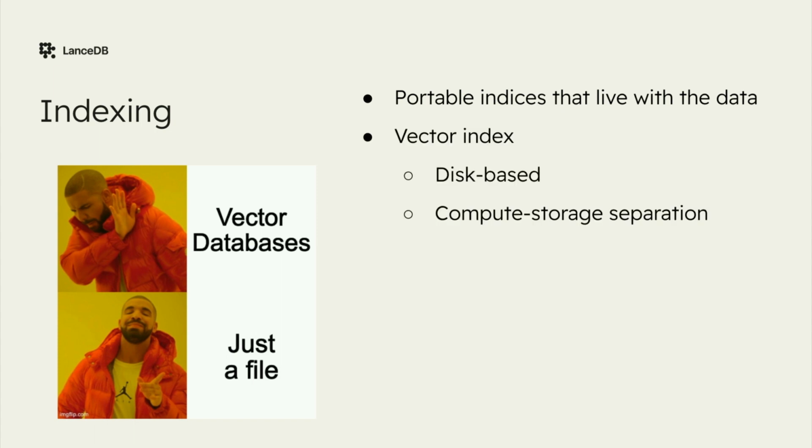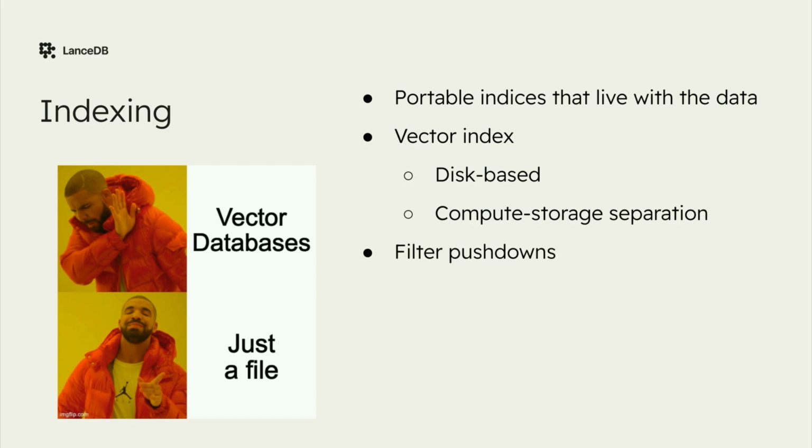The vector indices in Lance are disk-based so that they can scale much bigger without requiring a lot of memory, and without having to tie together the compute and the storage. So it allows us to scale much bigger in a much, much more cost-efficient way.